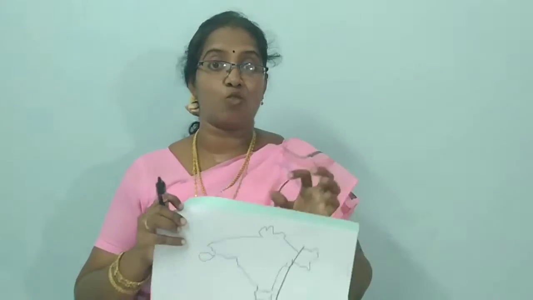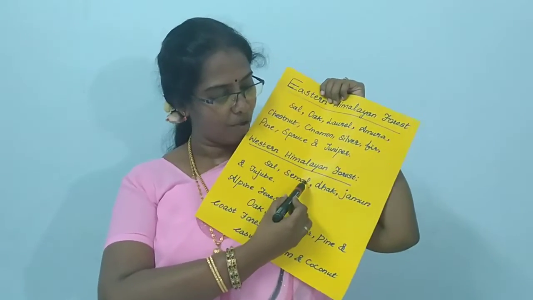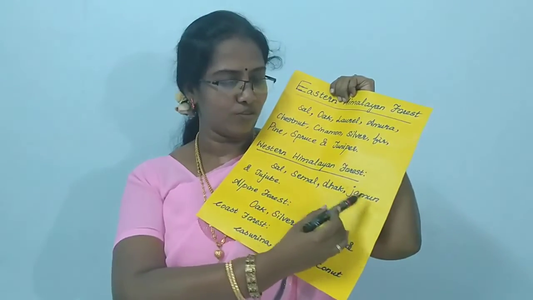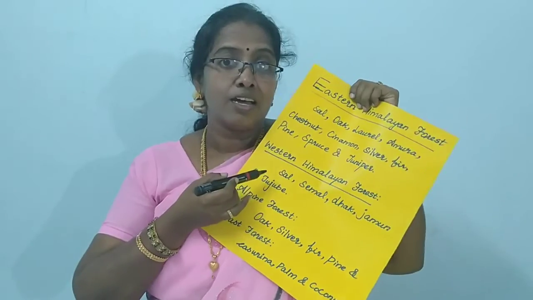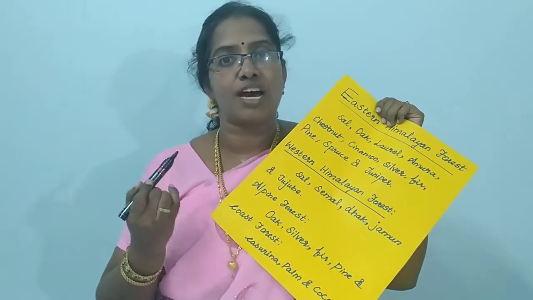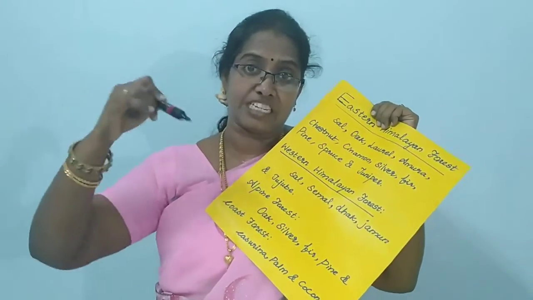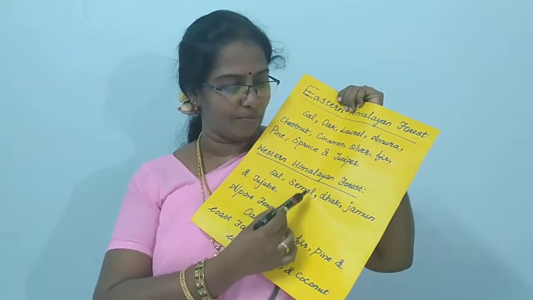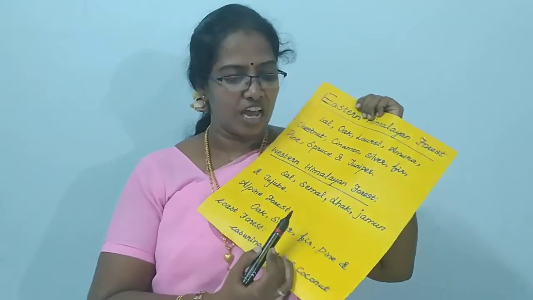What are the trees there? Sal, simal, dak, jamun and jujube. These trees are available only in the western Himalayan forest. In terms of altitude, in the sense of height, in the 2400 to 3500 meter height area only, it is available. So these trees are all available.